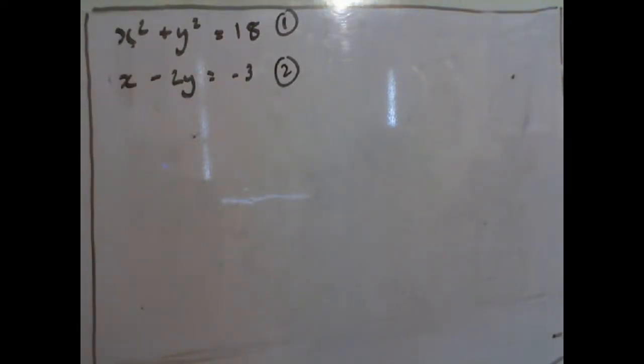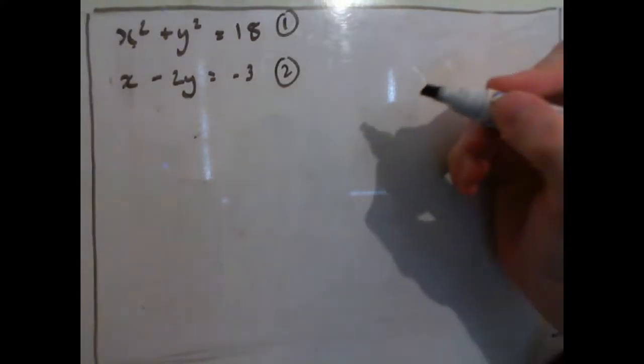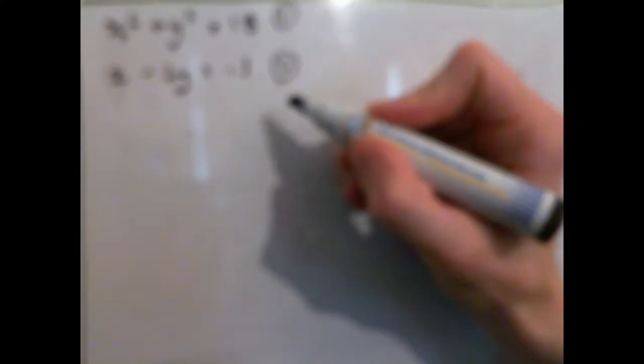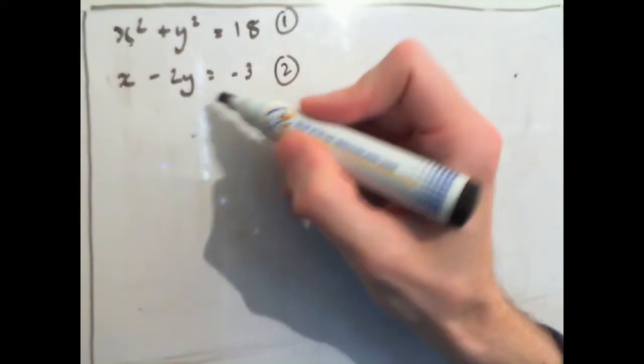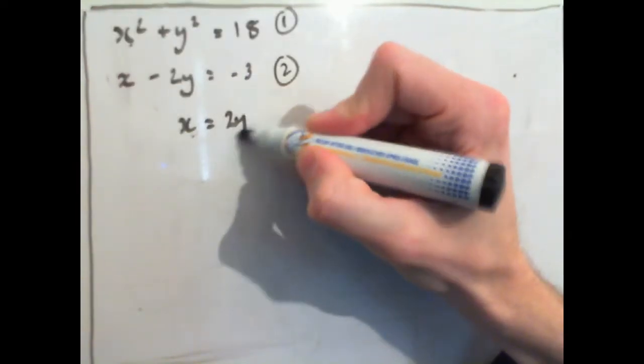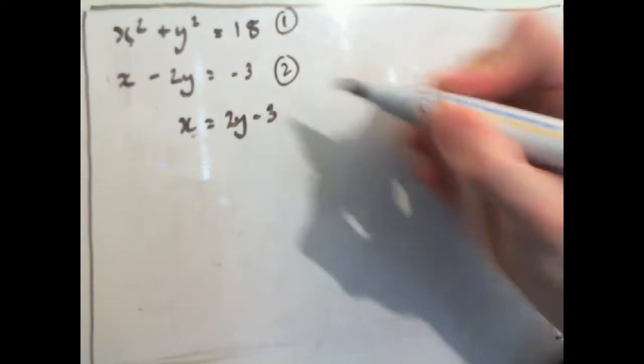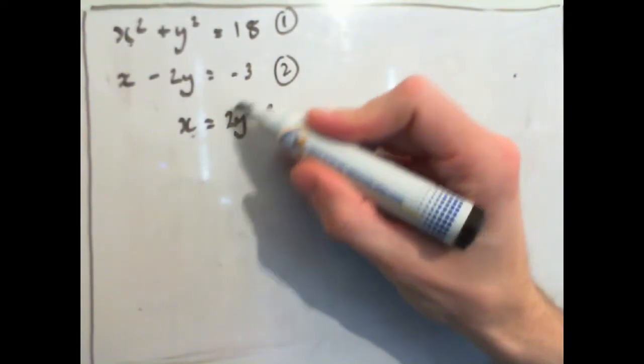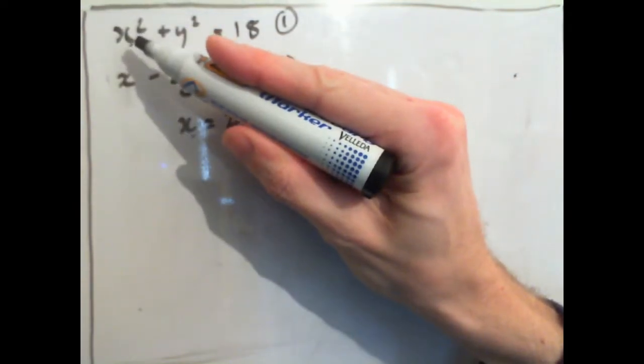Okay, had a couple of requests for the simultaneous equation question that I've asked for as evidence. This is one that we're going to have to do using substitution. So the first thing I'm going to do is change equation number 2 so that we've got x equals, so I'm just going to move that minus 2y over to the side, add 2y, and now I've got this, and I can substitute this into my first equation.